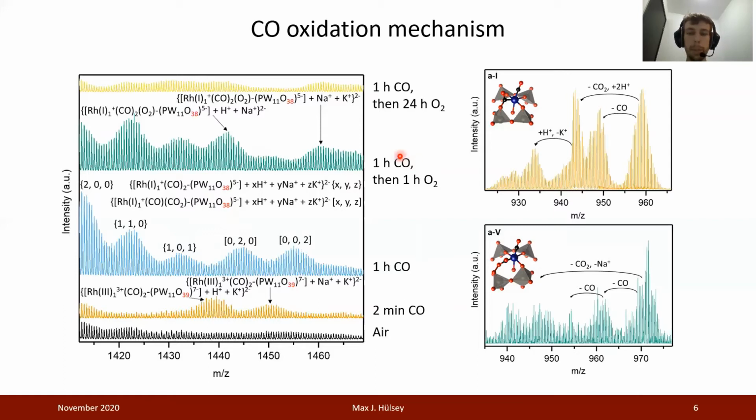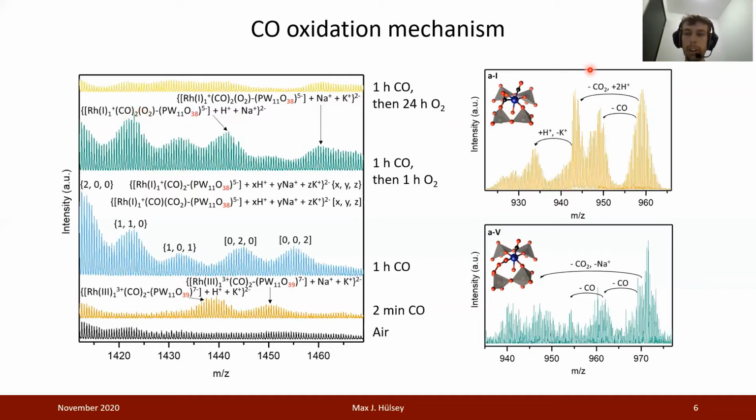Now, after a treatment with 1 hour of carbon monoxide, we treat the solution for 1 hour with an oxygen-containing atmosphere. We again see a change in the mass spectra, which are consistent with the formation of a catalyst intermediate containing dioxygen as well.